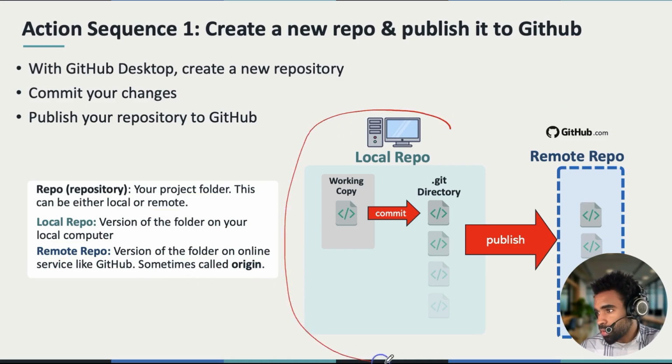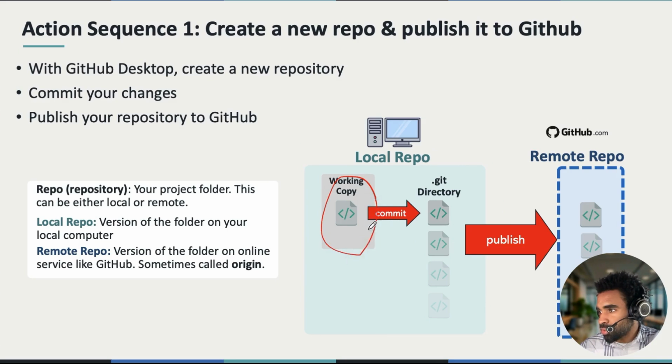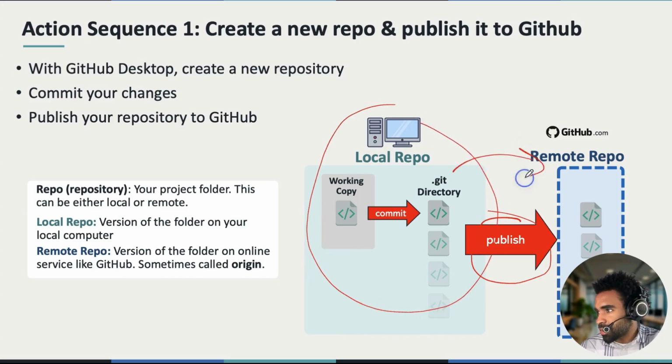And now on your local repo, usually you're going to have a working copy. So that is the version of the file that you're currently working with. And then each time you commit, a commit is kind of like a save, then all those past saves are getting stored in a Git directory. So you make some changes, you save, which is the same thing as commit. And then to publish is to take your local stuff and get it on the internet. So to transfer it to github.com.